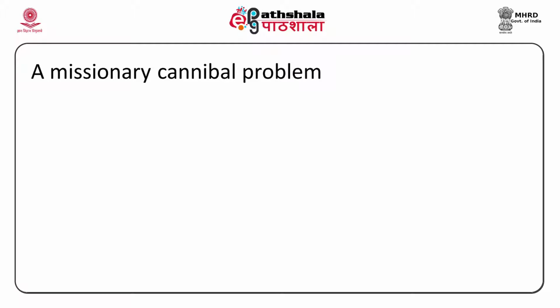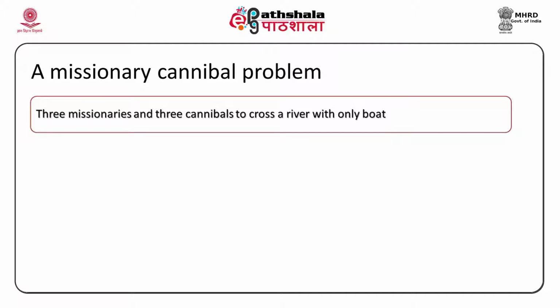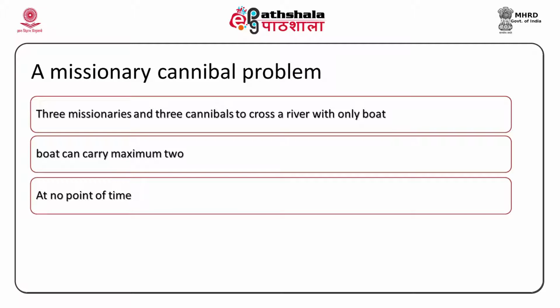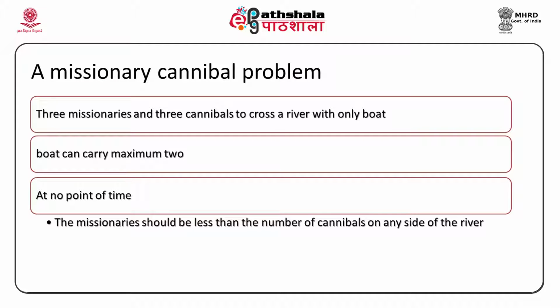We are going to look at a problem called the missionary cannibal problem. Here we have 3 missionaries and 3 cannibals on one side of a river, and there is only one boat available which can carry only 2 people across. Everybody can row the boat, so it is not a question of who can. But the requirement is that at no point of time can you have the number of cannibals more than the number of missionaries on any bank of the river. If that happens, they are going to eat the missionaries, and this is something we do not want. Now, this is the problem.